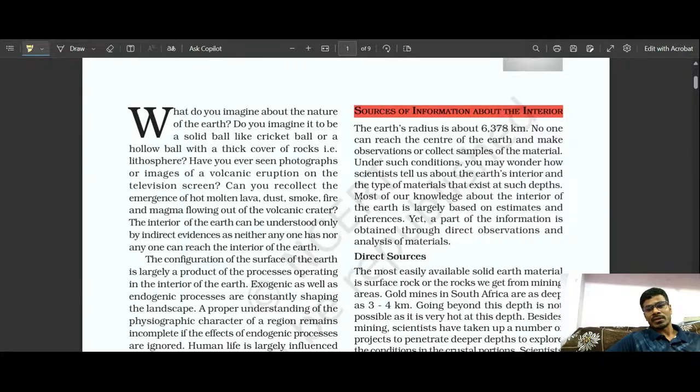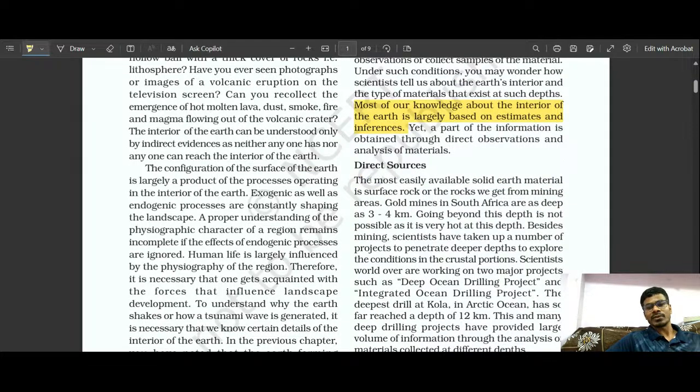Most of our knowledge about the interior of the Earth is largely based on estimates and inferences, as we do not have anyone who can go deep inside and find out what is there. So we have just two sources, direct and indirect sources, and on the basis of that, we try to analyze what is there inside.